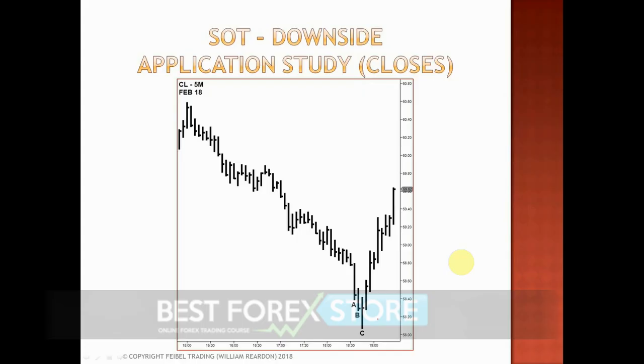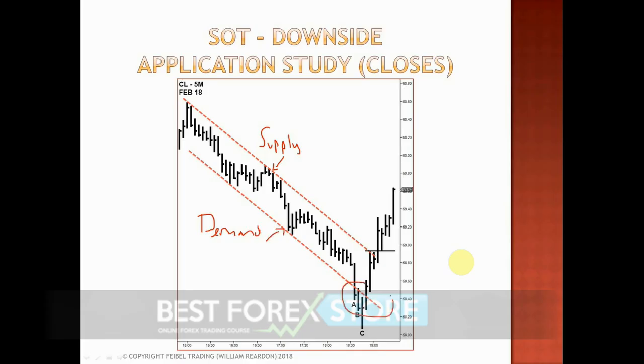Let's add structure. Now we add structure, it all makes sense. Why? Well, because we're in a downtrend channel. If you remember from last week, this is our supply line and this is our demand line. And where are we? We are oversold. And what's occurred in this oversold position? Well, bar A, we break. We clearly see that we can break and we close under.